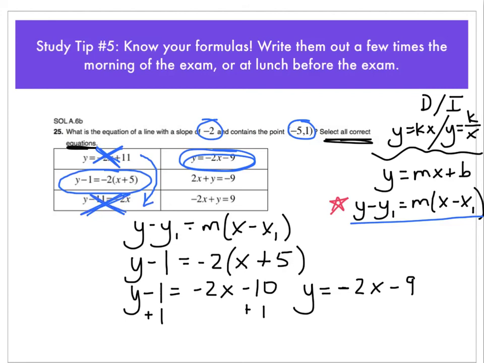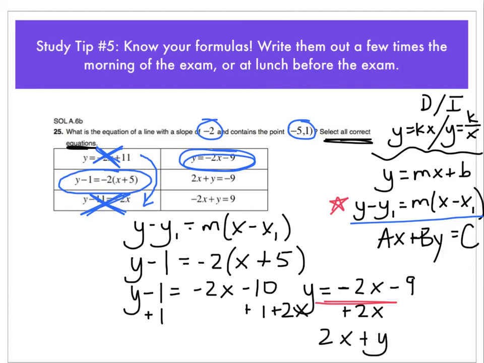The last thing they did was use some standard form. So let's see if we can take this equation right here and put it into standard form. Now I didn't list that one. That's the one where a, b, and c are integers, and it's ax plus by equals c. So all we have to do in order to get x and y on the same side is add 2x to each side, leaving me 2x plus y equals -9, and we now have our third correct answer, and it can't be this one.